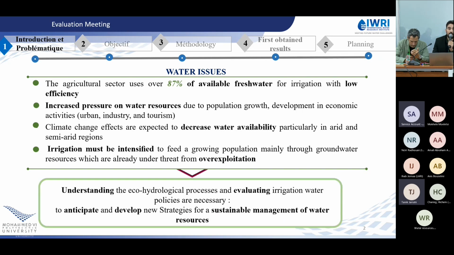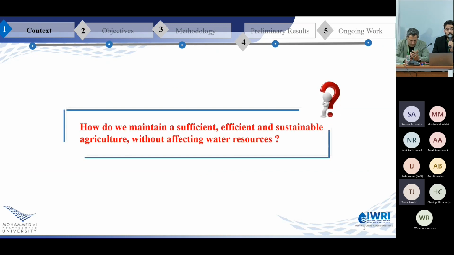So, knowing all these facts, let us think about a way to understand all these processes and evaluate the irrigation water policies, by developing a new strategy for sustainable management of water resources. So to do that, we have to deal with a big question, which is how do we maintain a sufficient, efficient, and sustainable agriculture without affecting water resources?